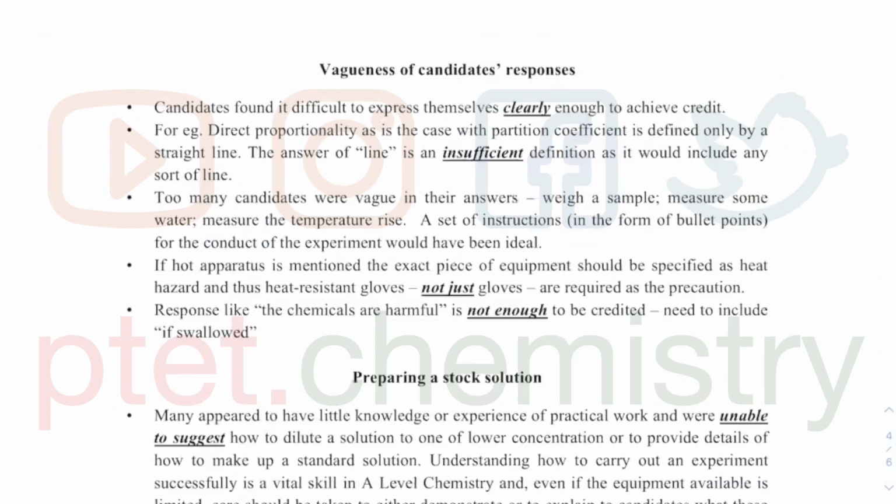Vagueness. Do you understand this term, vague? Vague means not very clear. So you don't want to write like an essay, but at the same point, you should be thinking before you write. A lot of the times when I mark students' work, they just write the first thing that comes to their mind. Before you write something, you think about it again. Does it make sense?